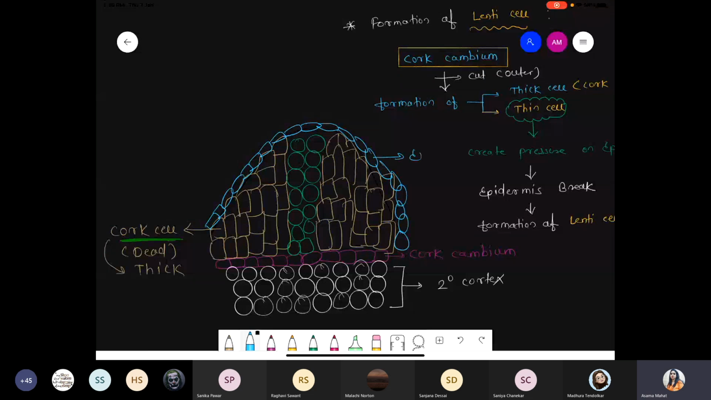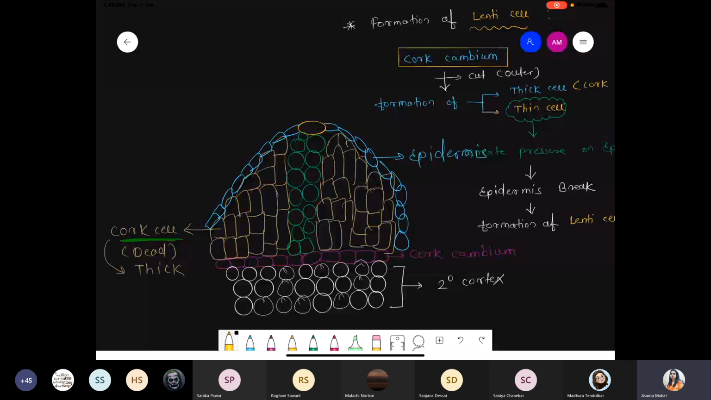These are the outermost epidermis. Okay. And now what happened? Due to this central cell, these are the living cells. Due to their activity, now that epidermis will break. Epidermis क्या होगा? Break होगा. And due to that breakage, now there is a formation of a small pore on the epidermis like this.